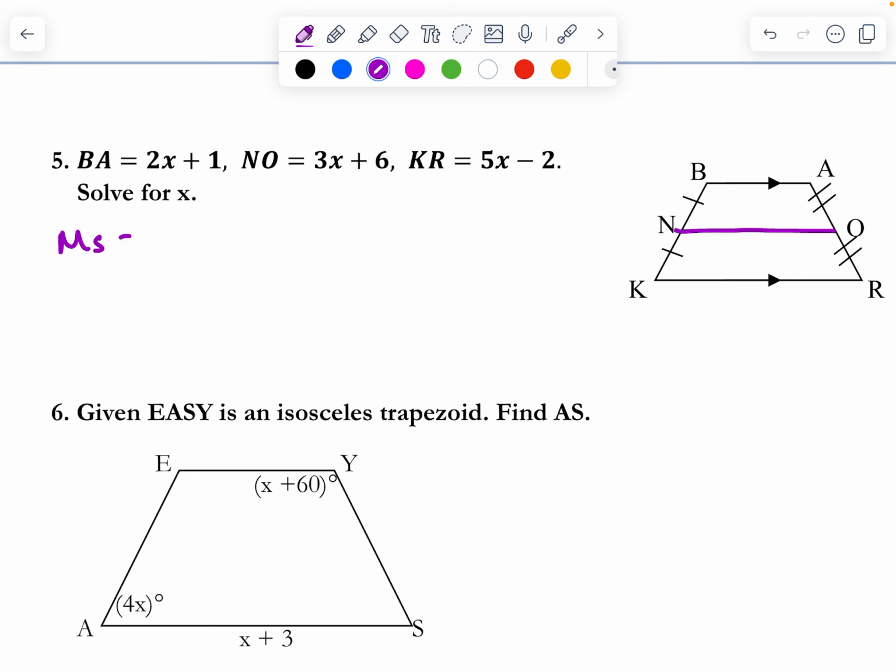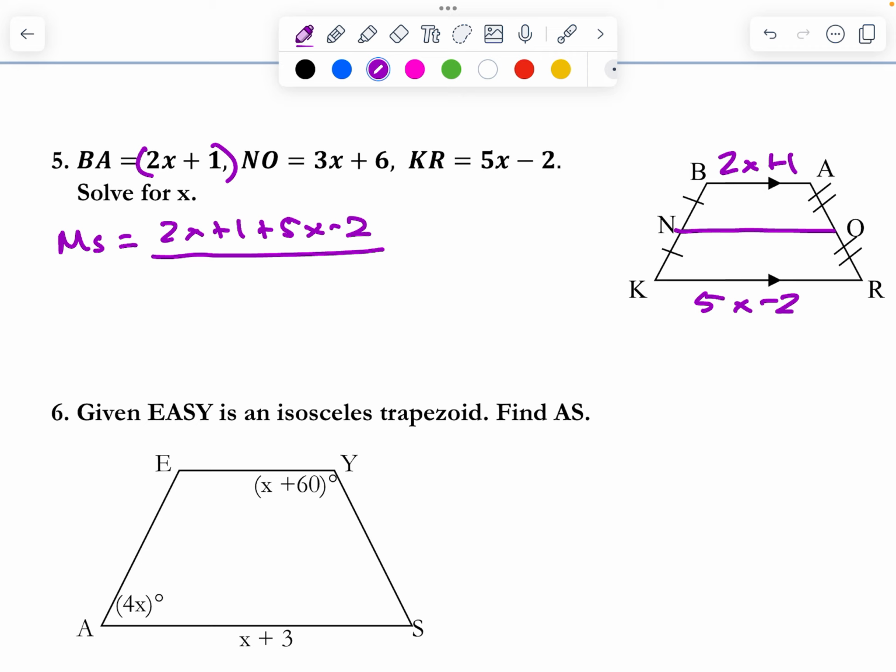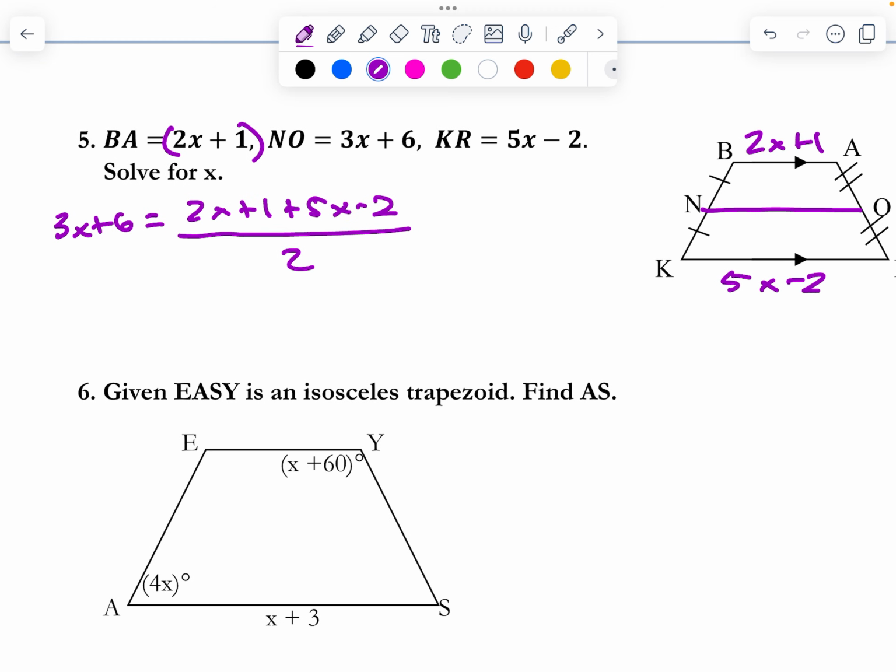Remember that the mid-segment is always going to be the average of both of my bases. So if my base here is 2x plus 1, and this base here is 5x minus 2, we're going to add those together and divide them by 2, and that should give us my mid-segment. My mid-segment here, NO, was 3x plus 6. So personally, my first step here would be to multiply by 2, giving us 6x plus 12 is equal to, now you combine these, 7x minus 1. And now you can go ahead and solve for x, no problem.